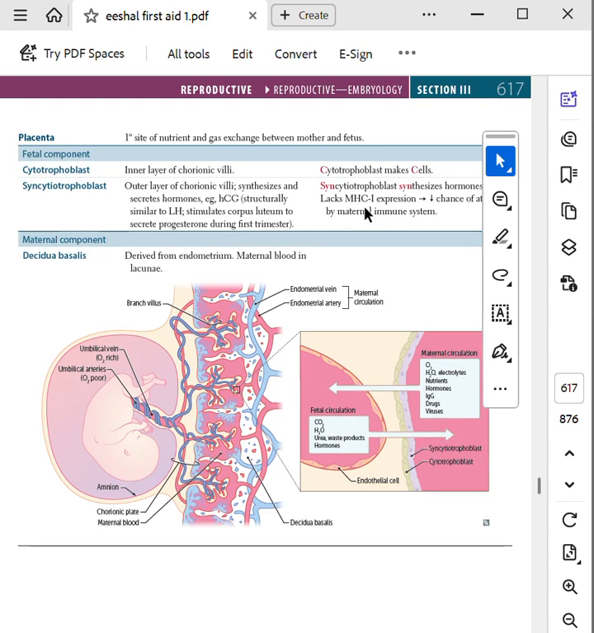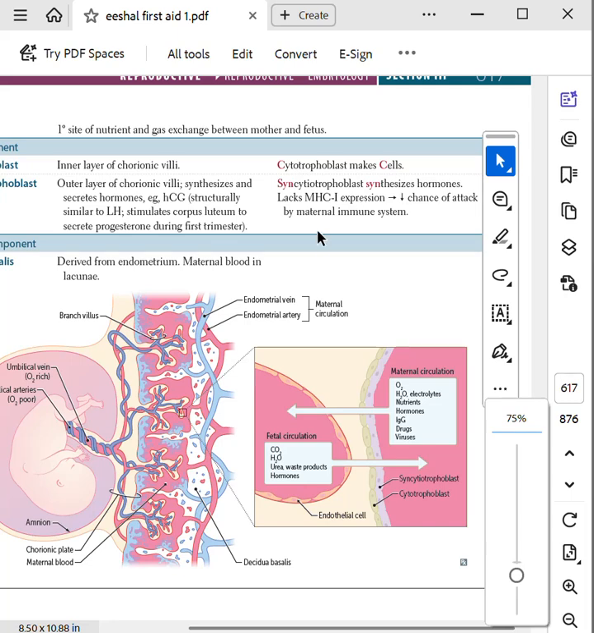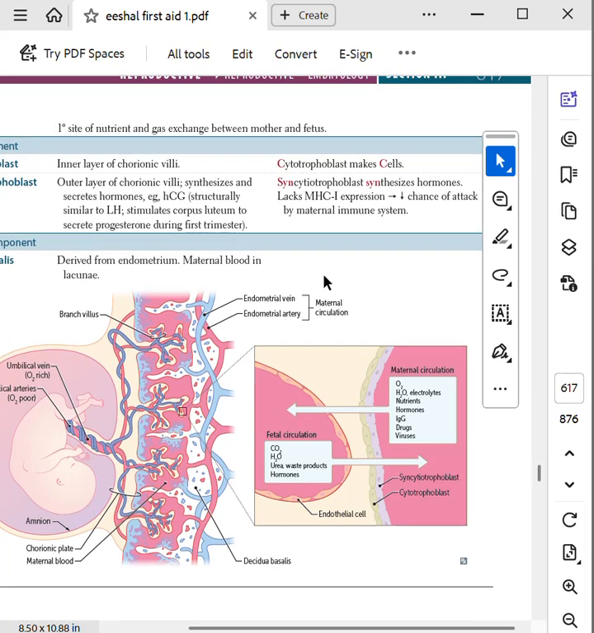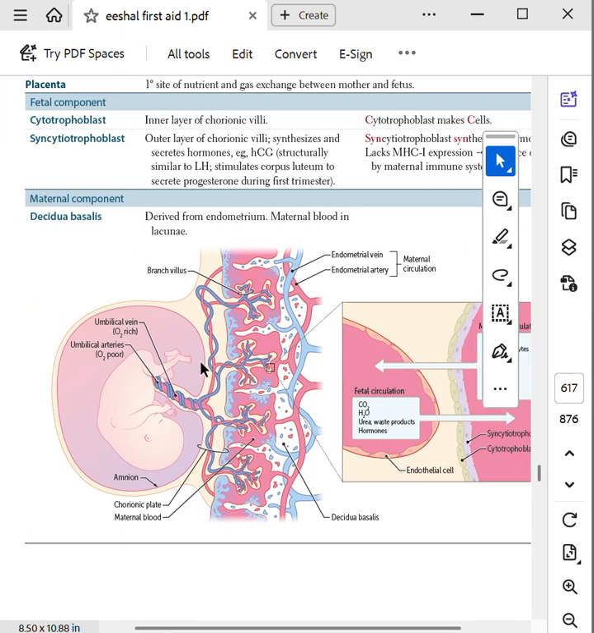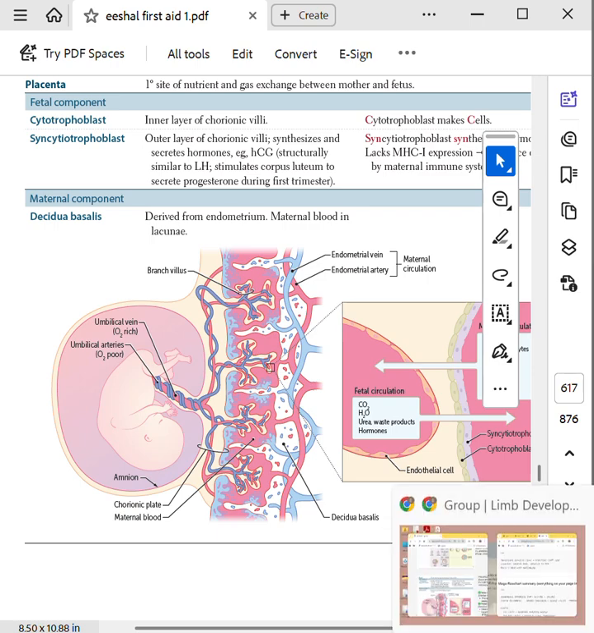So, syncytiotrophoblast synthesizes hormones. It lacks MHC1 expression, so there's decreased chance of attack by maternal immune system. Now, the decidua basalis. We will look at the decidua basalis while we study these parts.